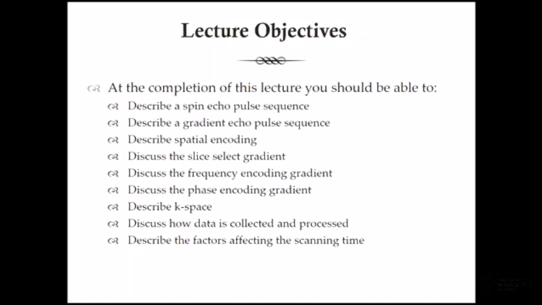So today we're going to talk a little bit about some imaging sequences. We're going to talk about so-called spin echo pulse sequences and gradient echo pulse sequences. We're going to have a description of spatial encoding, discuss slice select gradient, frequency and phase encoding, talk a little bit about K-space, which is where all the image data is collected, how that data is collected and processed, and then just describe factors that affect imaging time.